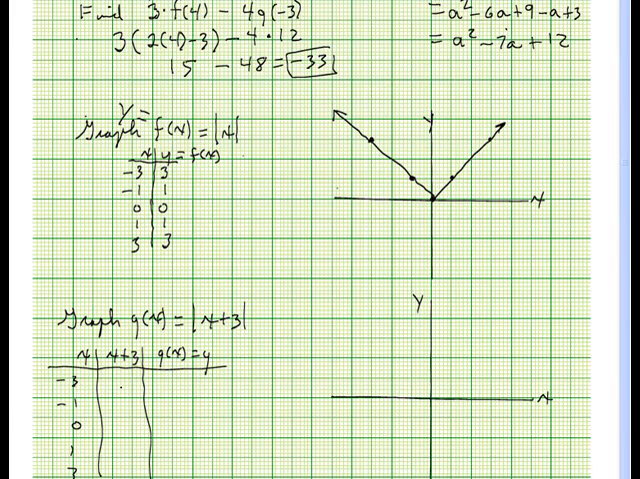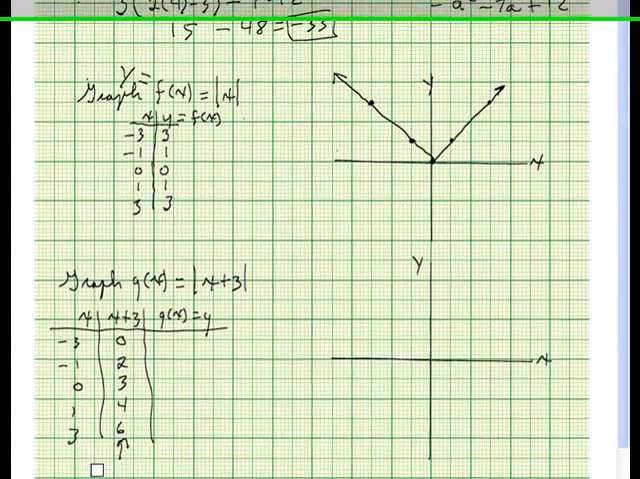But if x is negative 3, what's x plus 3? Well, negative 3 plus 3 would be 0. If x is negative 1, this would be 2. If x is 0, this would be 3. If x was 1, this would be 1 plus 3, which would be 4. And if x was 3, this would be 6. And g of x is the absolute value of x plus 3, and this is x plus 3. Well, those are positives, so perhaps not the best choices here.